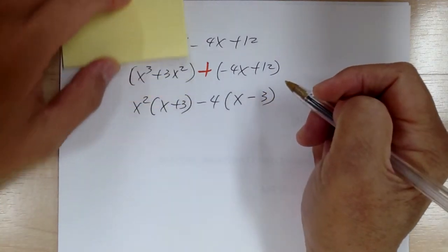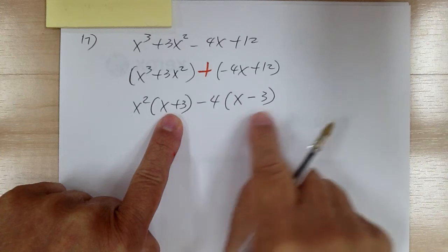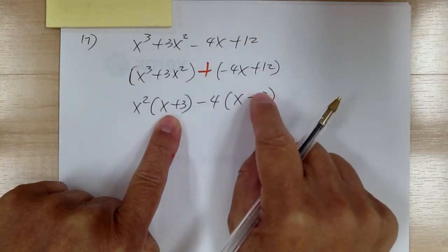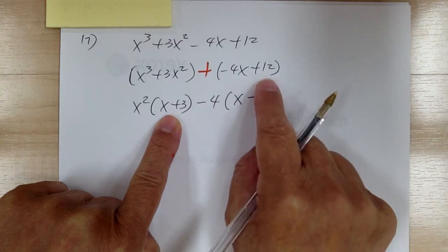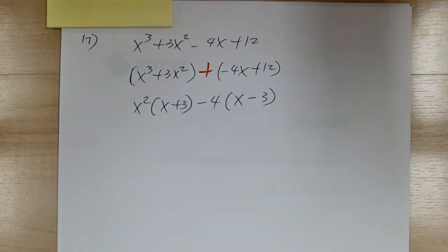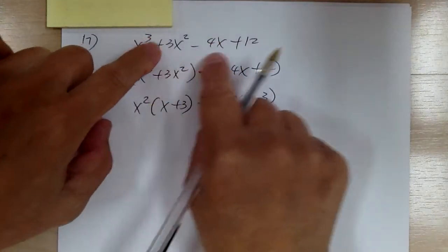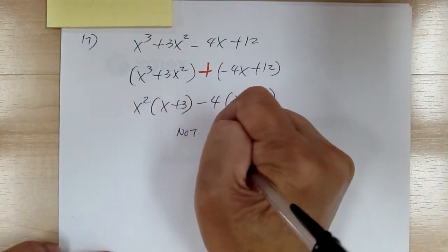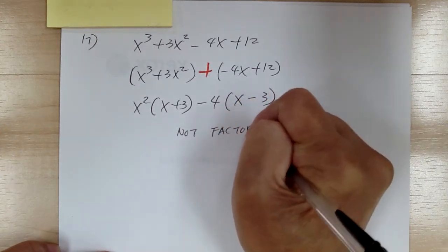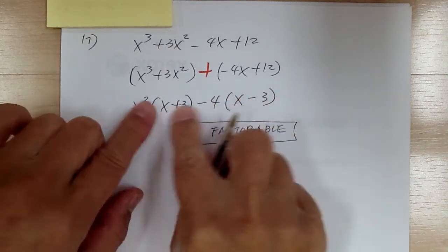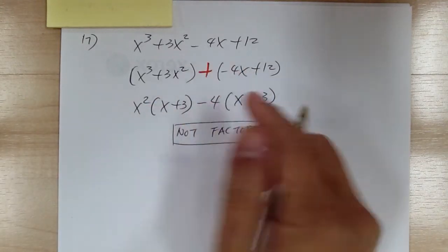Now notice you've got x plus 3 and x minus 3. If they are different, you want to double check to make sure that you didn't make any careless mistakes. But this is it, so you cannot do anything to it. So this is not going to work. You can try rearranging different terms, but that's not going to work either. So this is not factorable, because you cannot do anything to it.